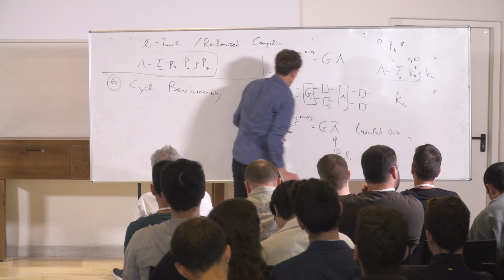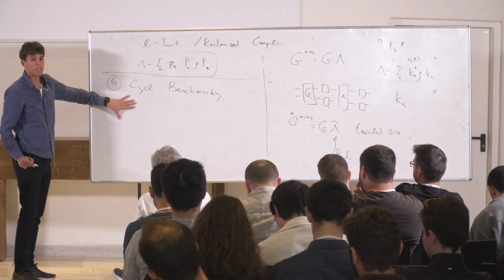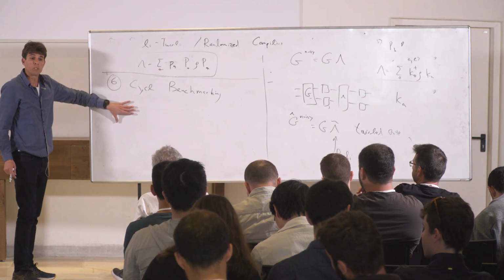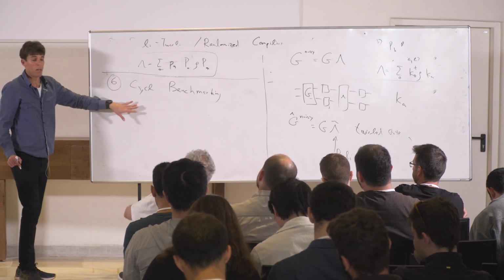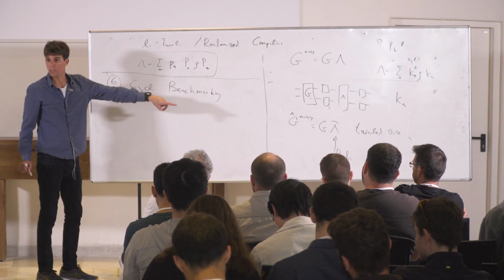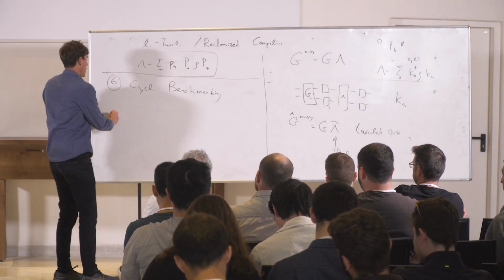So what cycle benchmarking says, remember it was good before to apply the gate n times in a row to amplify the signal. So now just apply your twirled gate, your G hat, n times in a row. Okay, so do a circuit like this.